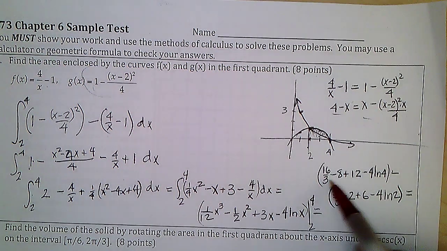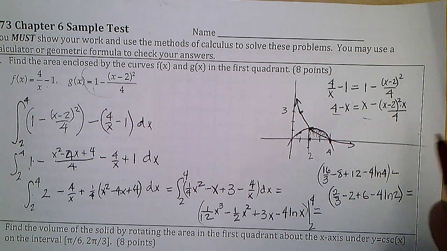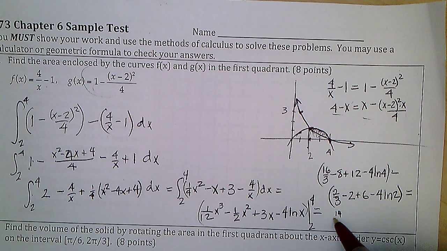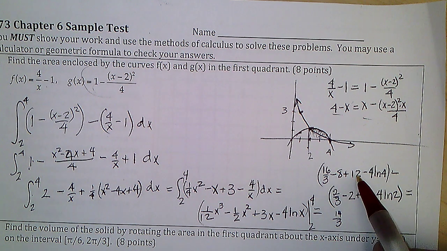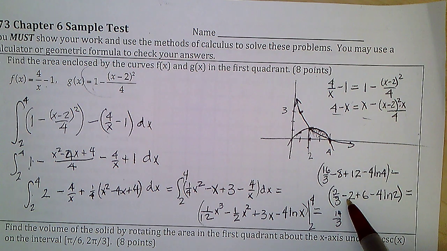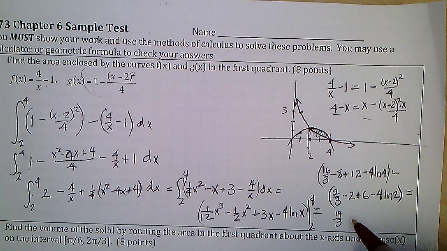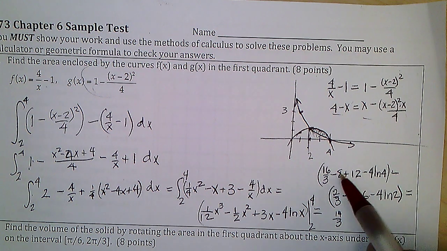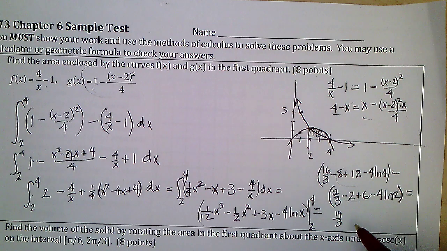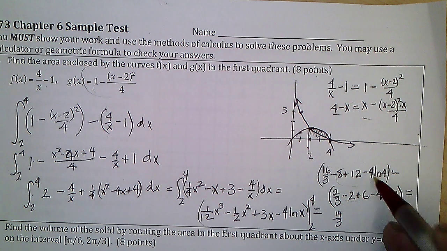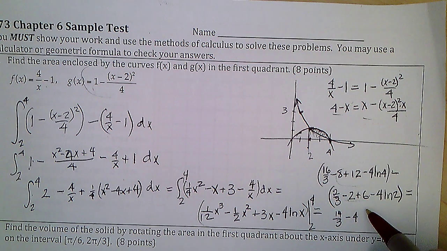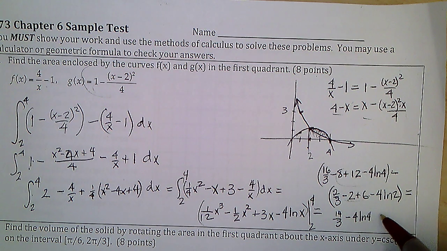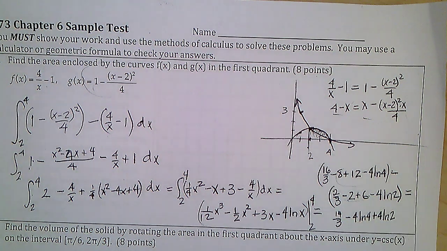So we got 16 thirds minus 2 thirds is 14 thirds. Minus 8 plus 12 is 4. Minus a minus is plus 2 more, 6. Minus 6 is 0. See, this is plus 4. This is plus 4. 4 minus 4 is 0. And then we got minus 4 ln 4 minus 4 or plus 4 ln 2.